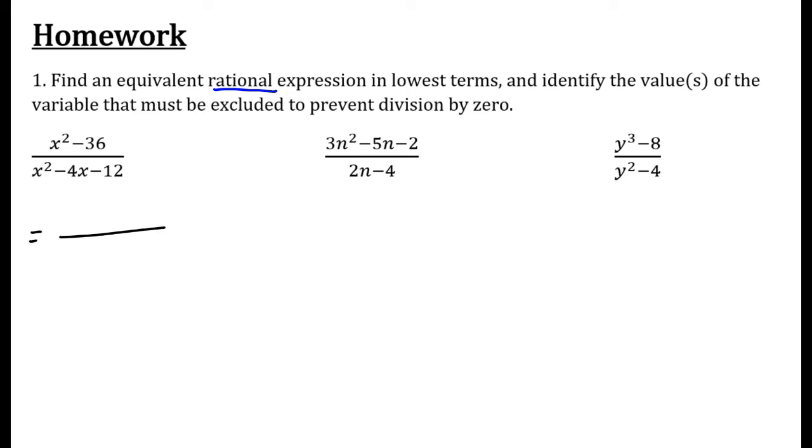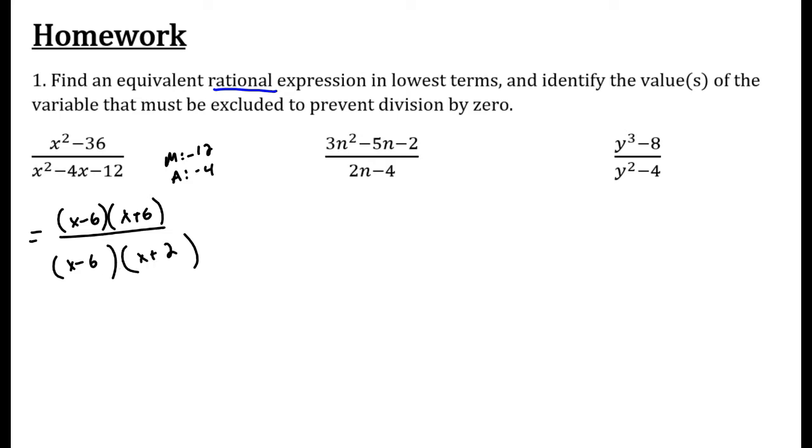If I look at the numerator, that's the difference of perfect squares. So I've got an x plus 6 and an x minus 6. In the denominator, I have a trinomial. Luckily, the leading coefficient's 1, so I just need to ask myself two questions. What multiplies to negative 12 that adds to negative 4? Well, that's x minus 6 and x plus 2.